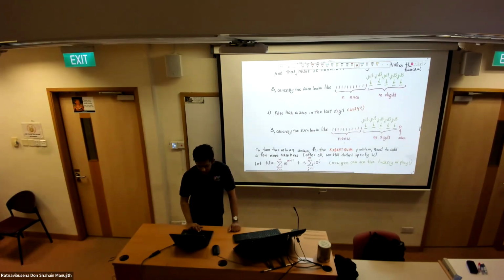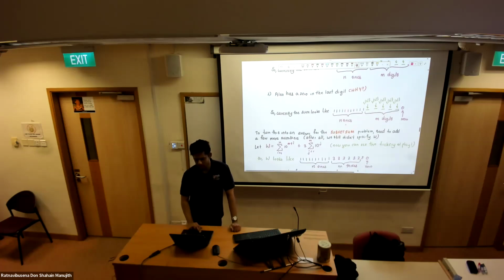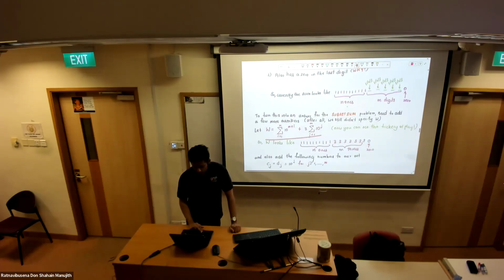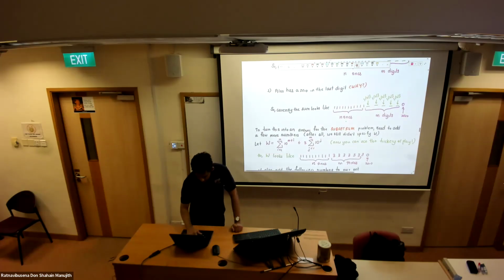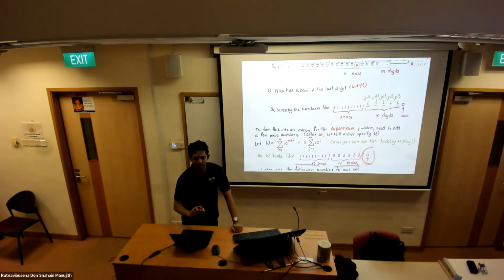Okay, now to turn this into an answer for the subset sum problem, we still need to add a few more numbers because we didn't even specify the target weight, right? So we specify the target weight as follows. The target weight is essentially like this. So we have n ones and 3 m's. So our target weight is n ones and 3 m's and a 0 at the end. This is target W for the subset sum problem.